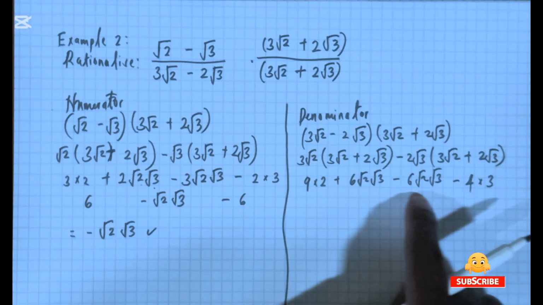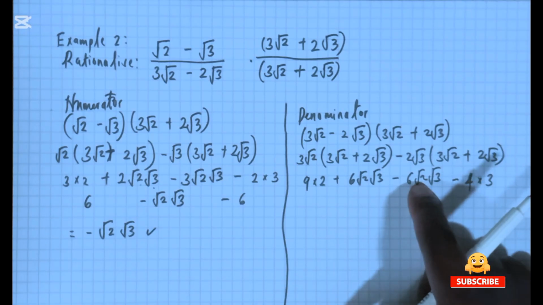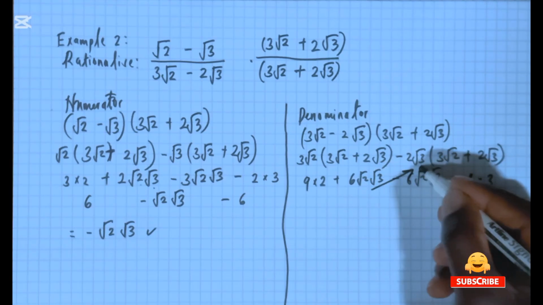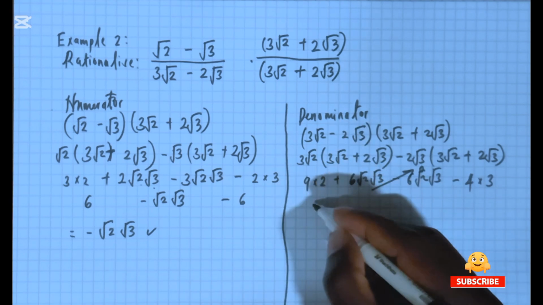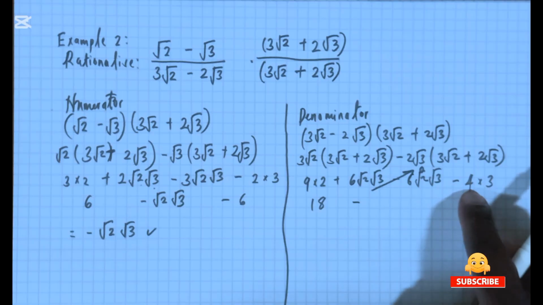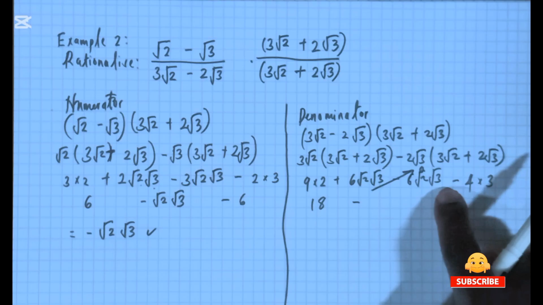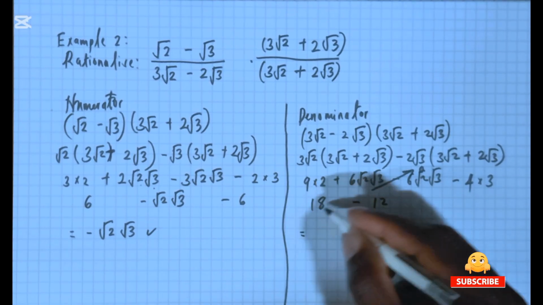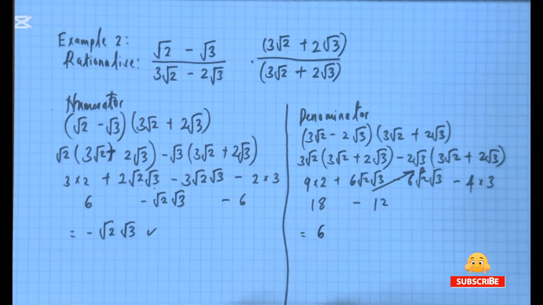Now I want you to look at these numbers in the middle here. That is 6 root 2 root 3 minus 6 root 2 root 3, which is the same as having 6 minus 6. So that one there will give us 0. So we'll be left with 9 times 2, which will be 18, and minus 4 times 3. You see the negative sign here, that's why we're having minus. Minus 4 times 3, of course, that is going to be 12. And so when you do that math, that is 18 minus 12, you are going to get 6.